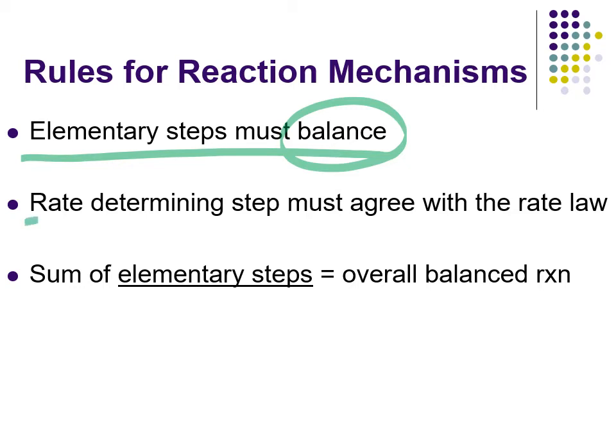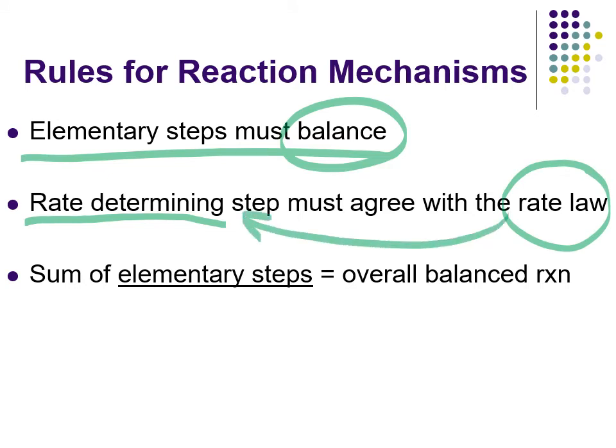The second thing is that the rate determining step does tell us something, and so we need to make sure that the rate law that gave us the exponents tells us the rate determining step. Then the whole point is to make sure that we end up with the overall balanced reaction. So when you are done coming up with the different steps, they need to add up together to give you your overall balanced reaction. And as long as you follow these three rules, your mechanism could be possible.